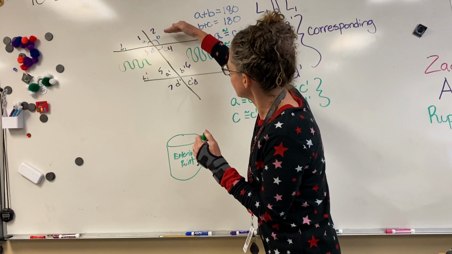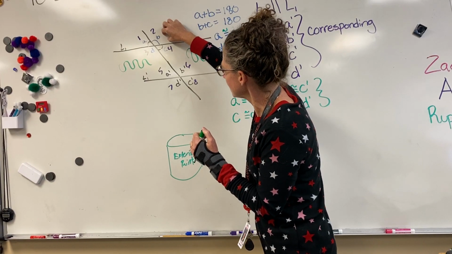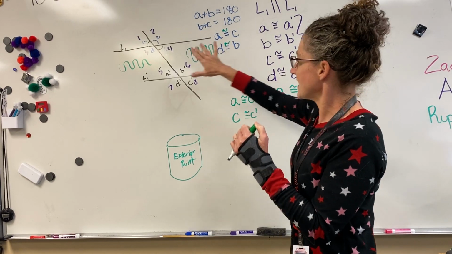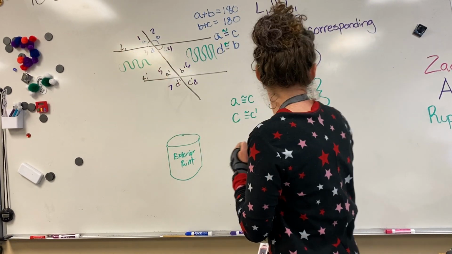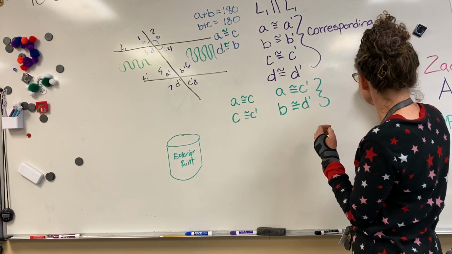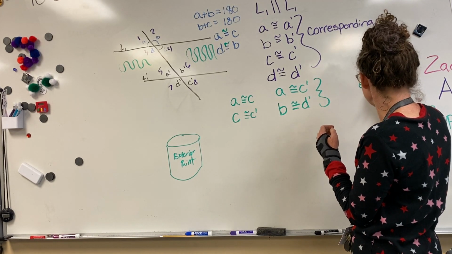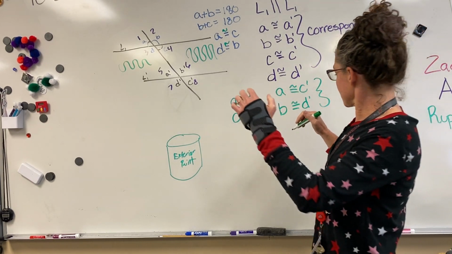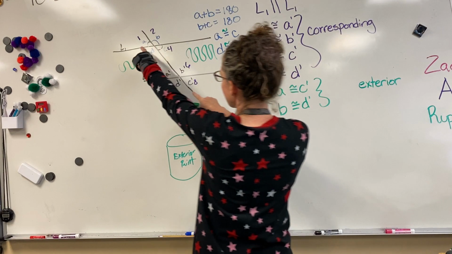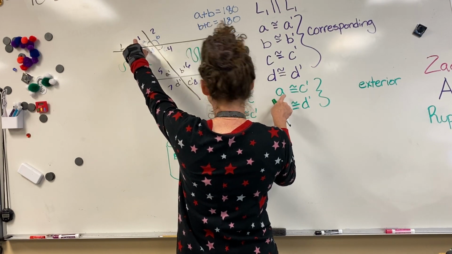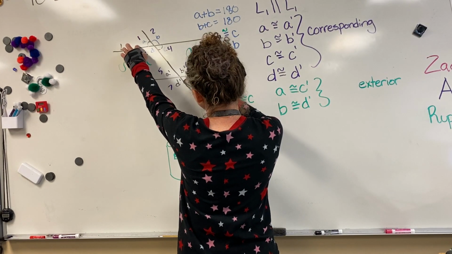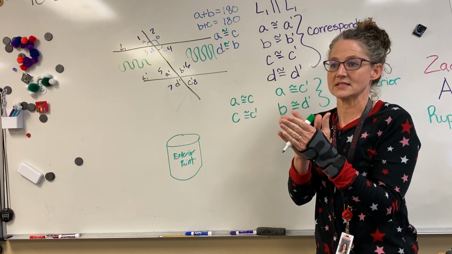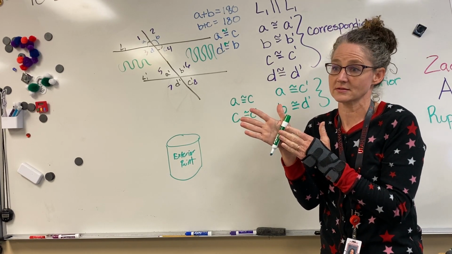Would this be the interior of the cookie out here, or the exterior of the cookie? The exterior. Okay, so these angles are exterior angles because they're on the outside of my Oreo. But are they on the same side? Are 1 and 8 on the same side? So we have A and C prime. Are they on the same side? No. Okay. There is a fancy name that indicates that they're not on the same side.